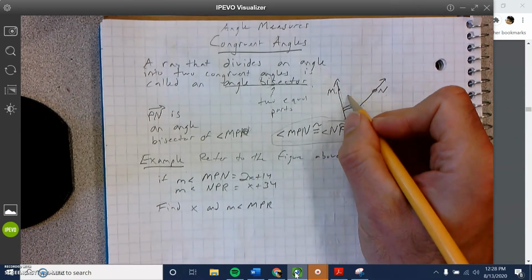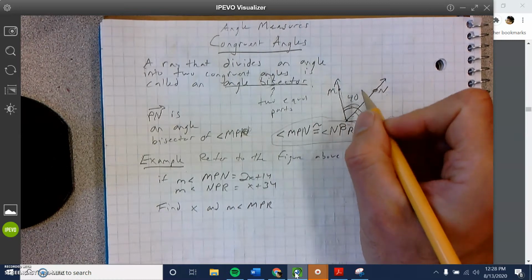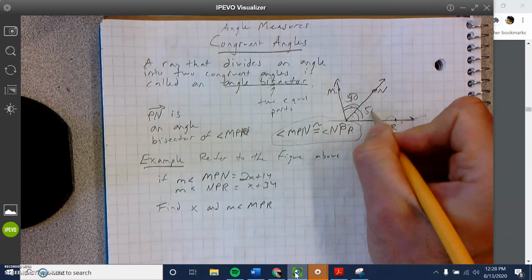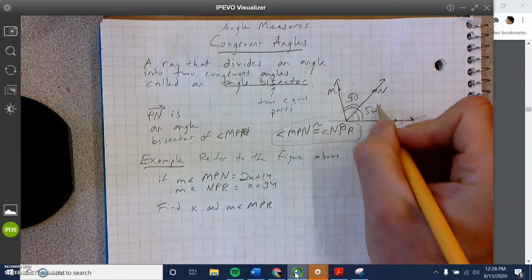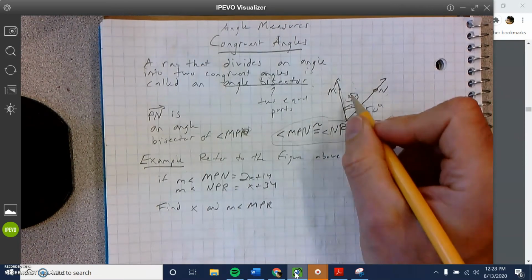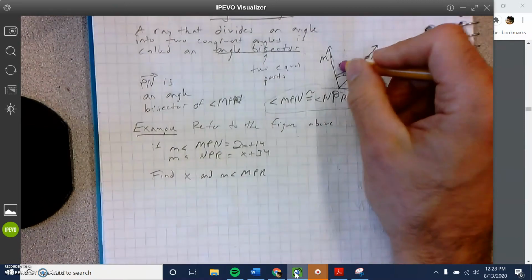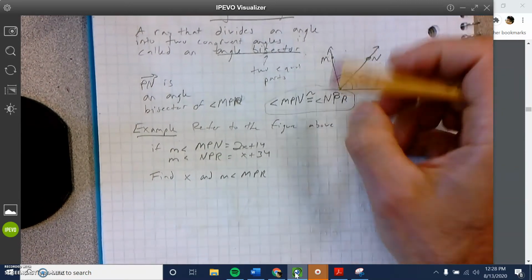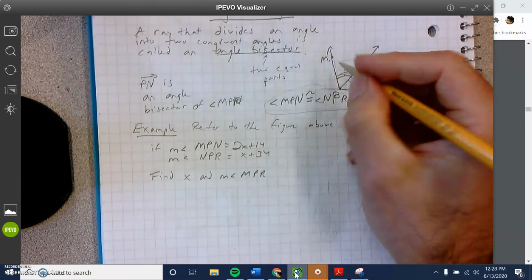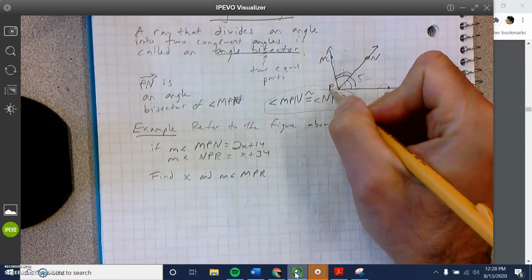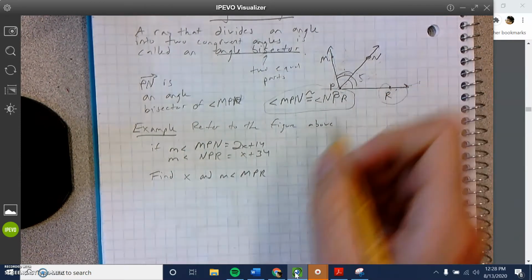So if this is 50 degrees, this is also going to be 50 degrees. If this is 60, that's 60. If this is 61, it's 61, etc. So those two angles are the same measure. Okay, so now let's erase this. Sorry, this is P right here. Sometimes the notes get a little scrunchy.